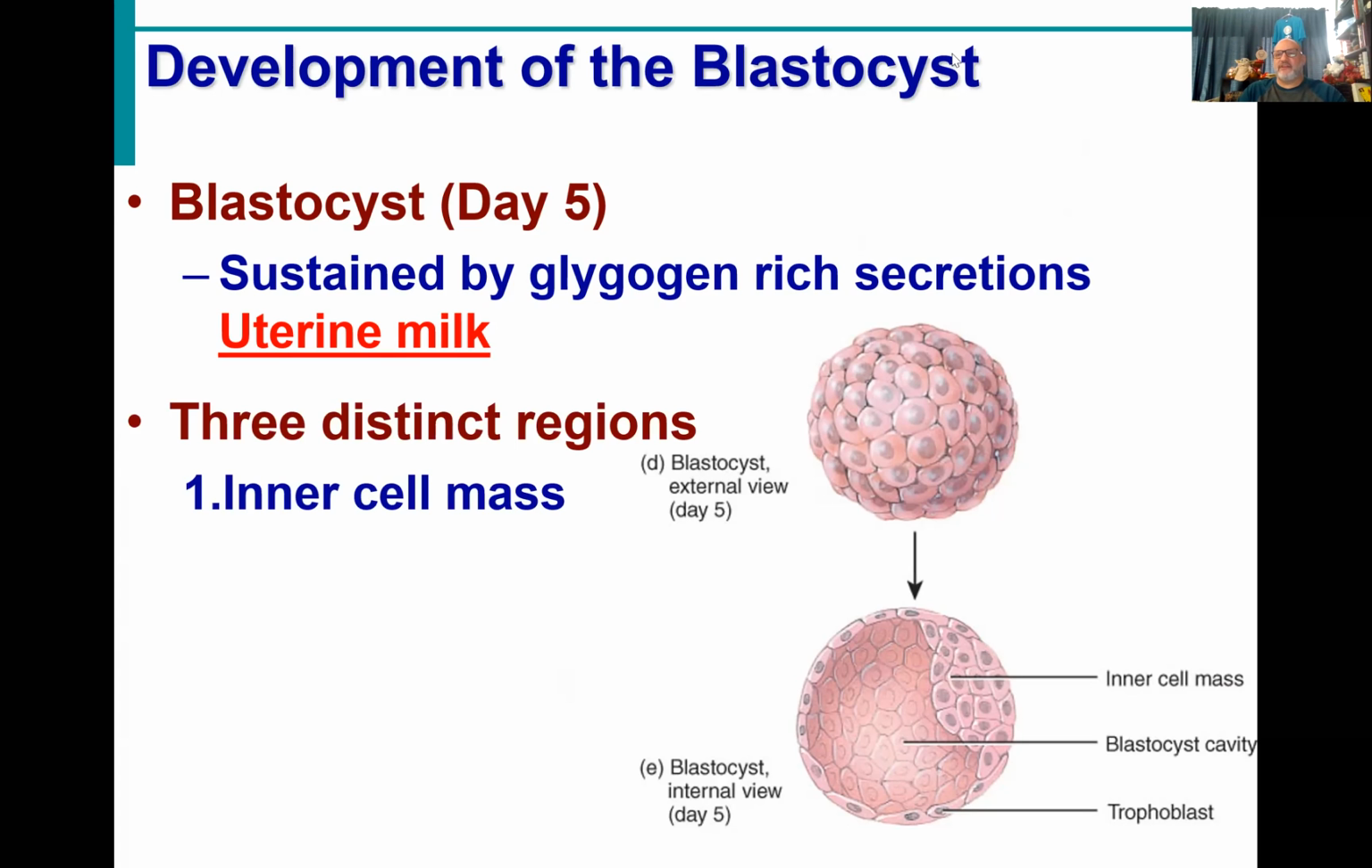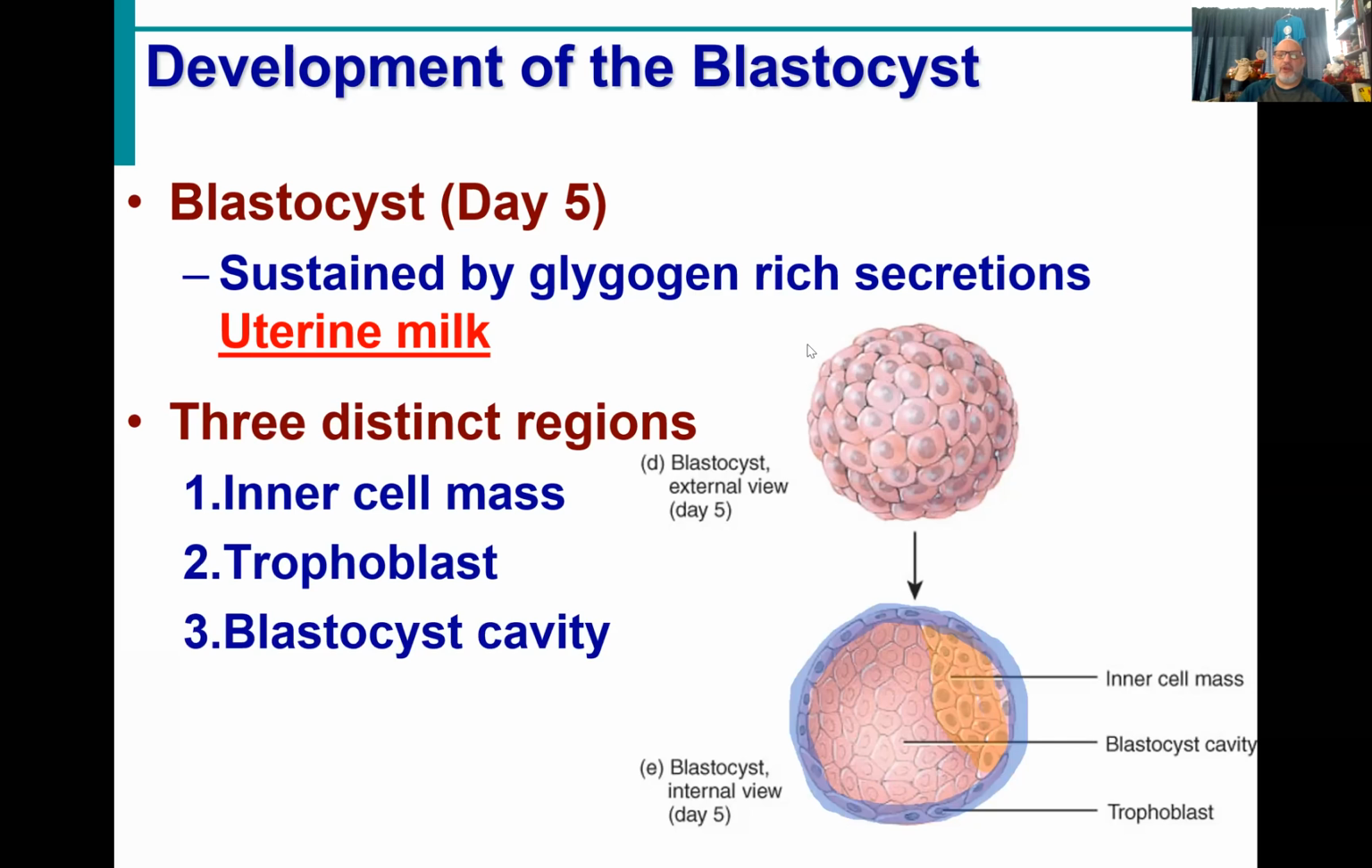The first of these regions, and let's highlight them in color, is this dense pack of cells located here on the inside, known as the inner cell mass. However, there is a thick shell of cells on the outer surface, and that shell of cells is what is known as the trophoblasts. Great question. Hold on, let me finish this real fast. And then what we have in between is a fluid-filled space, known as the blastocyst cavity.